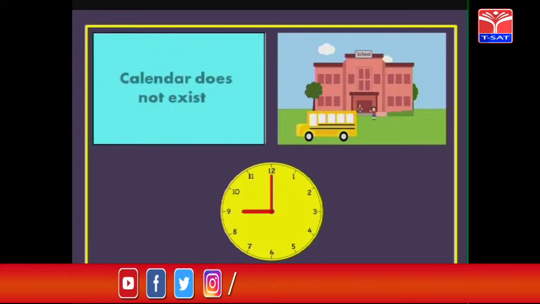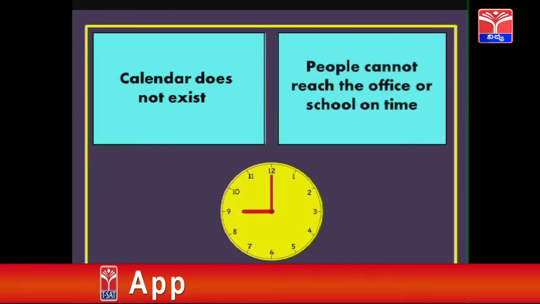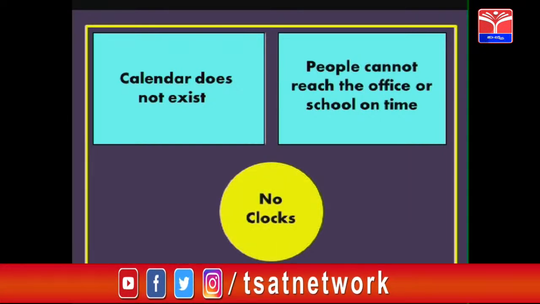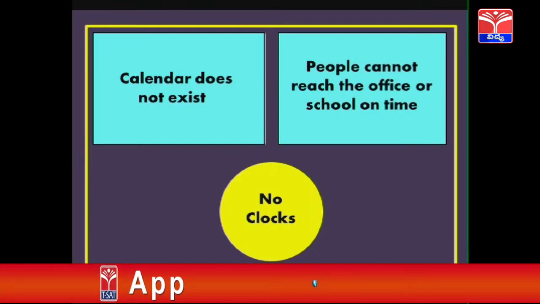Now, this calendar is not going to exist because it is made of numbers, and people cannot reach the office, or students the school, on time because you don't know how to use the time or the watch. And there won't be any clock also. Now, these are just some simple applications of numbers in our daily life.